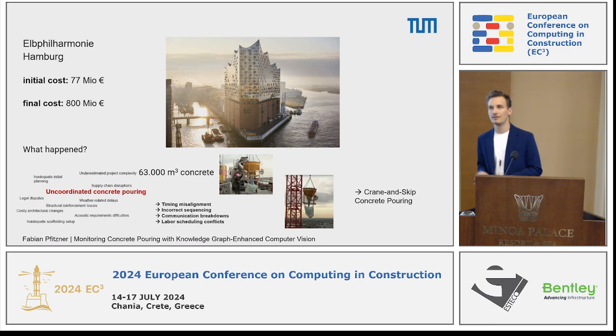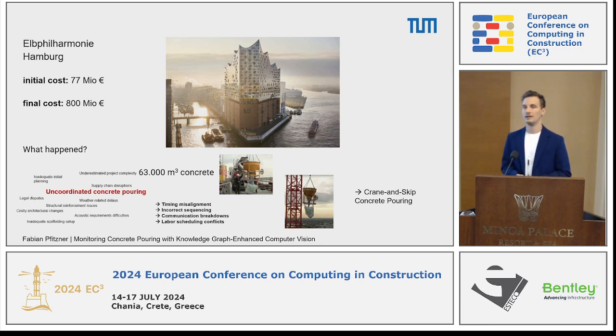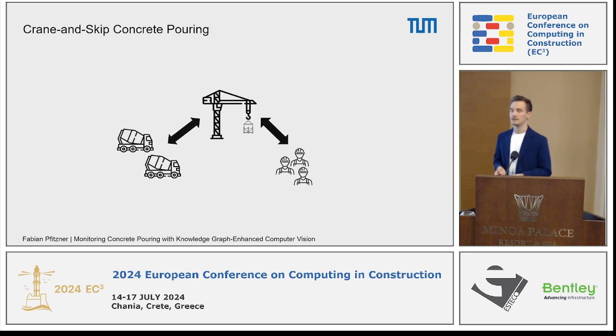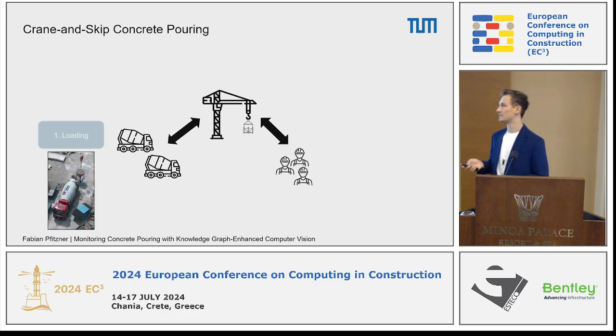And with this method, a lot of things went wrong. Like, for example, timing misalignment, incorrect sequencing, and so on. So we can see there's a lot of problems involved in concreting. So what is crane and skip concrete pouring? It basically is very straightforward, a three-step process.